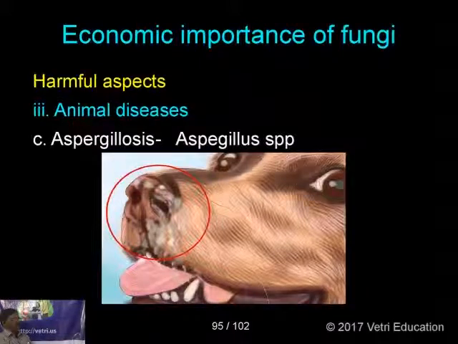That is also having some patches, infection patches caused by Aspergillus species. Here you can see the mouth of this dog. Around the mouth you can find white patches. Those are the infection spots by Aspergillus species.